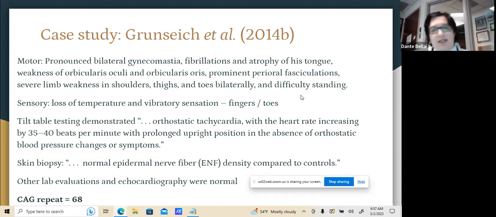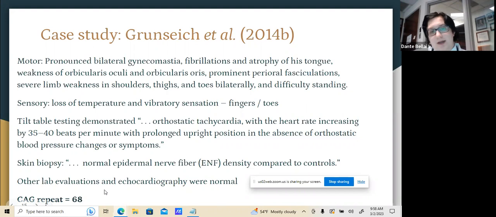A tilt table test demonstrated orthostatic tachycardia, so autonomic dysfunction essentially, with heart rate increasing 35 to 40 beats per minute in the upright position in the absence of orthostatic blood pressure changes or symptoms. So essentially, he had a normal epidermal nerve fiber density compared to controls, and other lab evaluations and echocardiography were normal. What's interesting here is his CAG repeat, which I want to focus on.